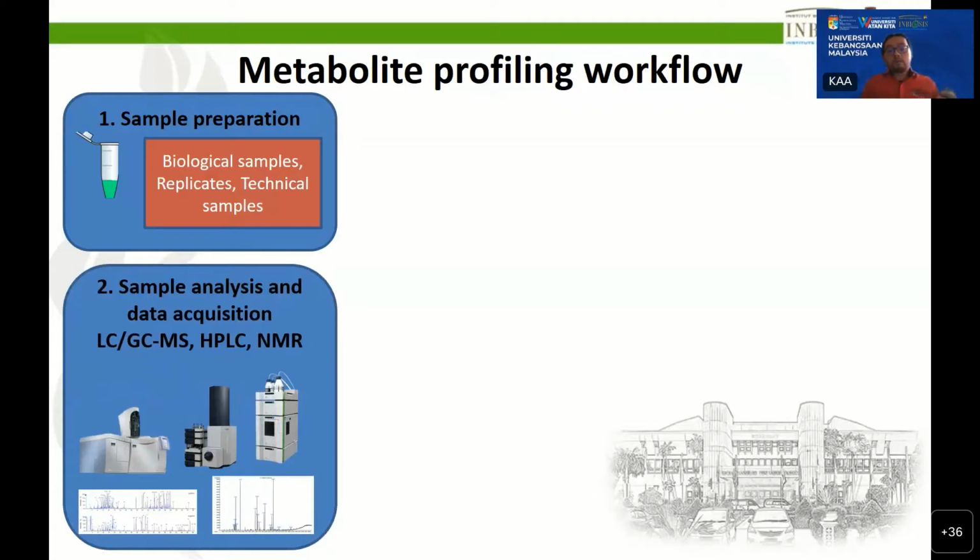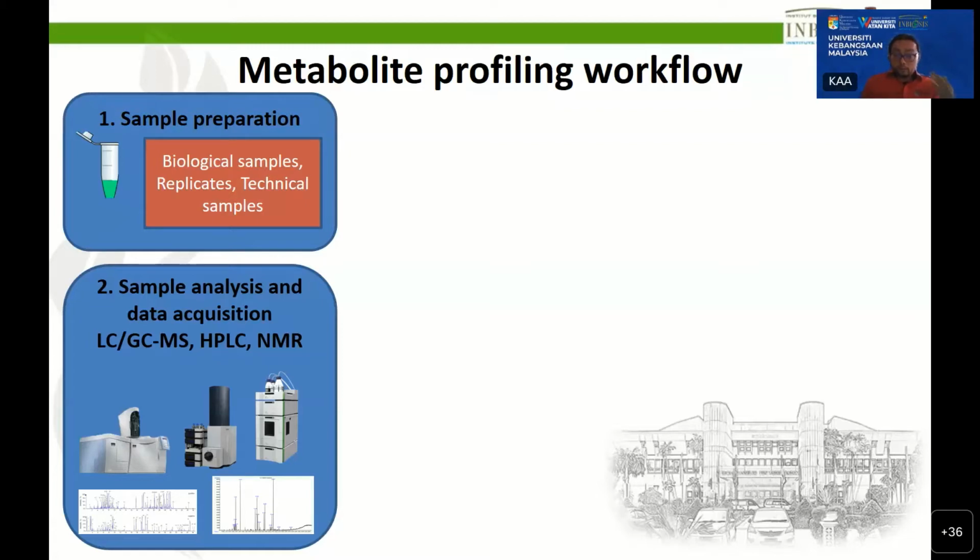When we talk about sample analysis and data acquisition, we cannot run away from mass spectrometry methods, because mass spectrometry is the core of metabolomics. We depend heavily on this technique not only to capture the metabolites, but also to identify them. Currently, there are a number of analytical instruments that you can use to do metabolomics. The common ones are, of course, liquid chromatography and gas chromatography coupled to a mass spectrometer.